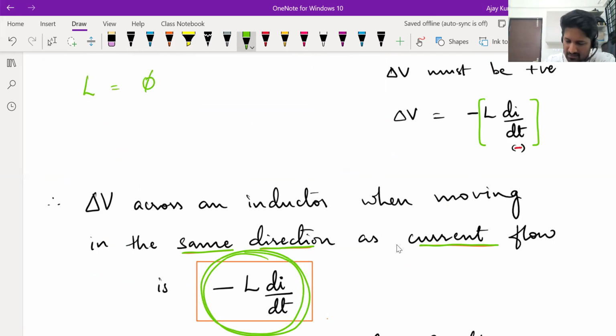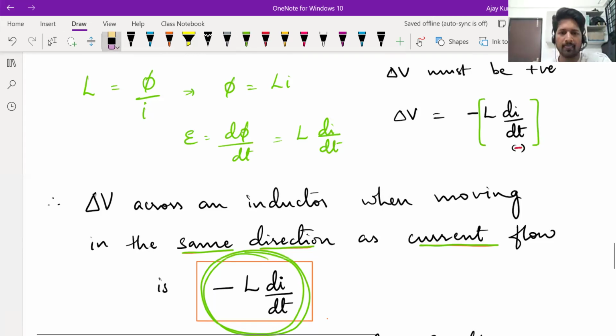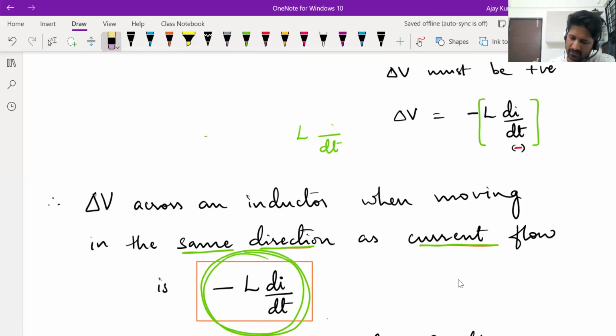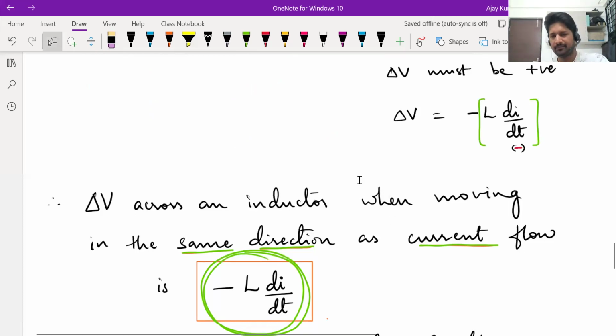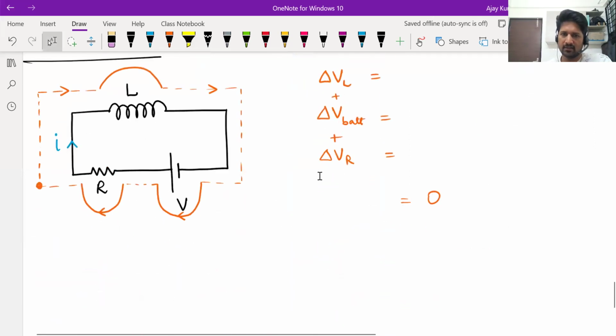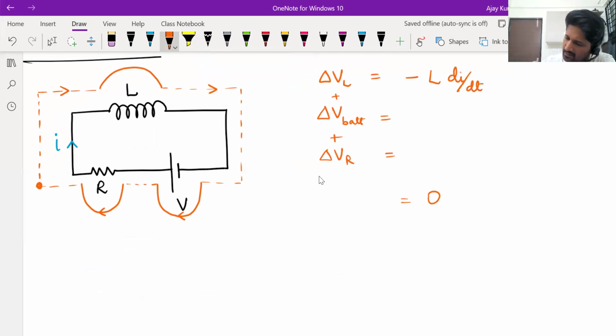You see, it's quite easy. L by definition is flux divided by current. So flux becomes Li. Induced EMF is the derivative of flux, so you have to differentiate Li. That is how it becomes L di by dt. The minus sign, you know how we got it. Induced EMF opposes the change in current. From that, we got the minus sign. That is why I keep saying derivations are very important. Anyway, if moving in the same direction as current, the potential change across an inductor is minus L di by dt. So you'll have to write the same here: minus L di by dt.